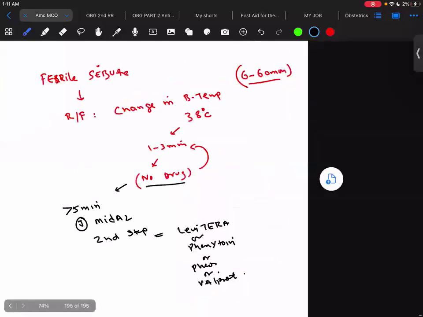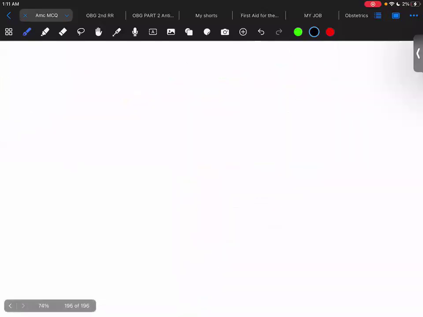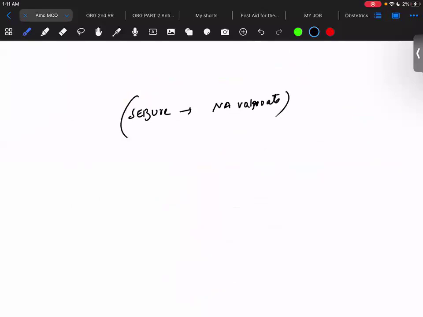And at the last, I will just give an idea: if there is any patient who is having seizures and you don't know the type of seizure, the first thing you go for is sodium valproate. Sodium valproate. That is the treatment. That's it.